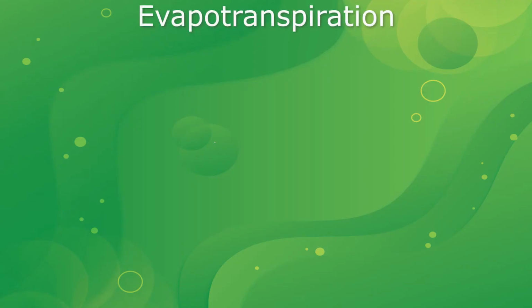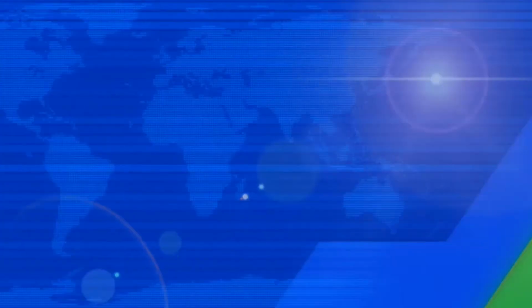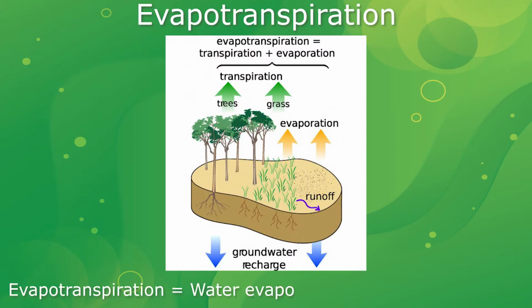Have you heard of evapotranspiration? For practical purposes, transpiration and evaporation from all water, soils, snow, ice, vegetation and other surfaces are lumped together and called evapotranspiration or total evaporation. Evapotranspiration is the sum of water evaporated and transpired from a surface area to the atmosphere.